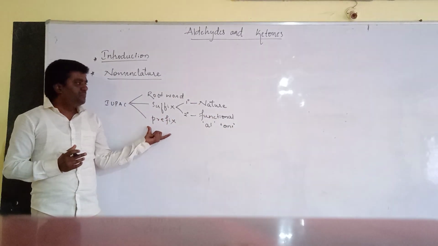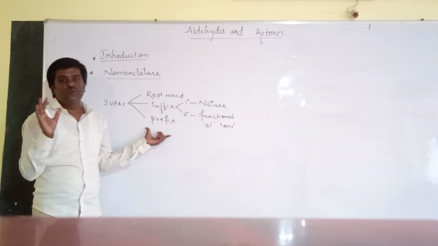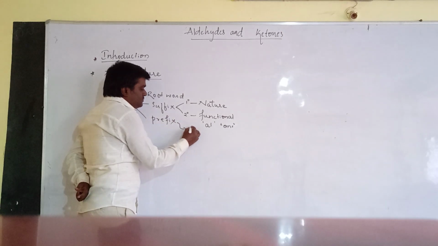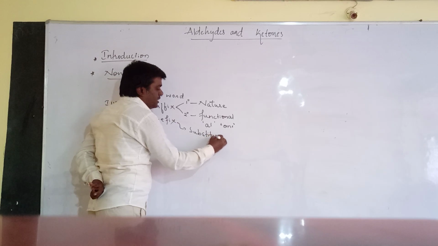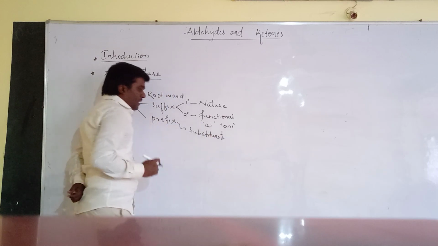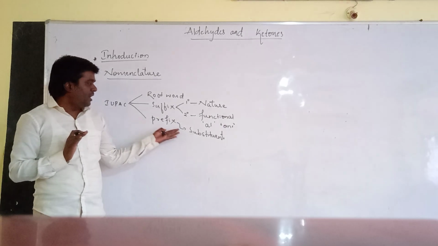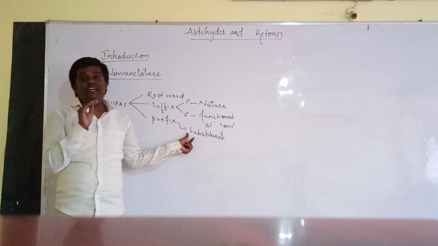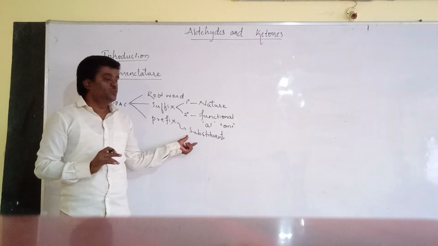The third one is the prefix. The prefix indicates the substituent group present in the organic compound. Then what is a substituent group? Any other part of a carbon chain or parent chain is known as a substituent group.